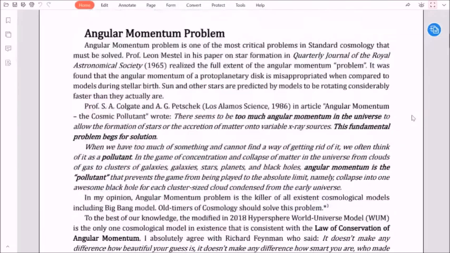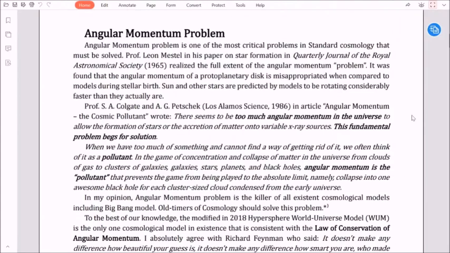Angular momentum problem. The angular momentum problem is one of the most critical problems in standard cosmology that must be solved. Professor Leon Mestel, in his paper on star formation in the Quarterly Journal of the Royal Astronomical Society in 1965, realized the full extent of the angular momentum problem.